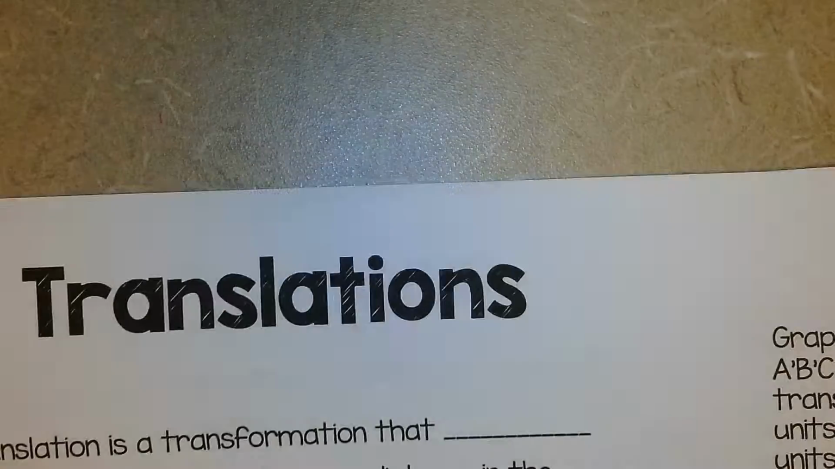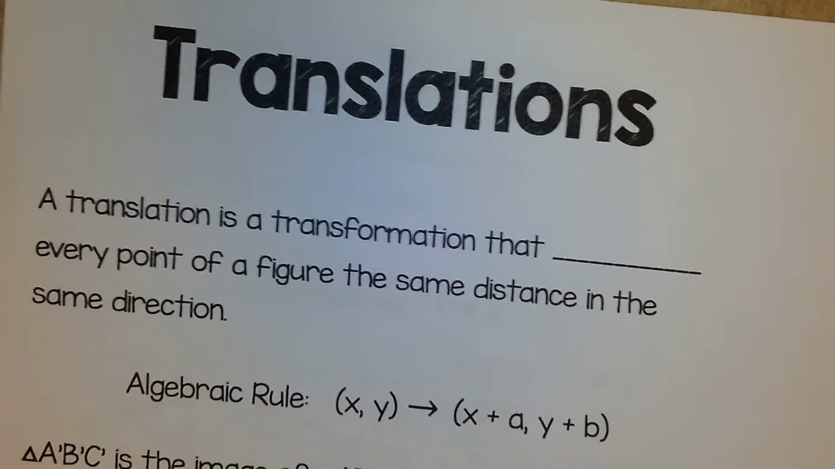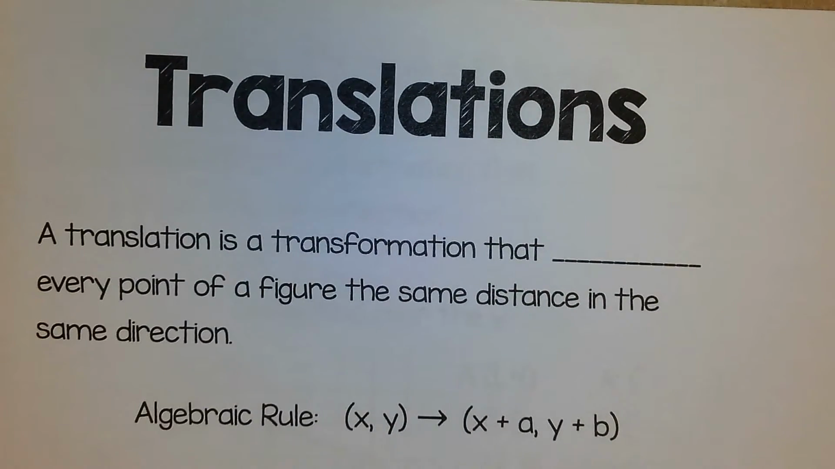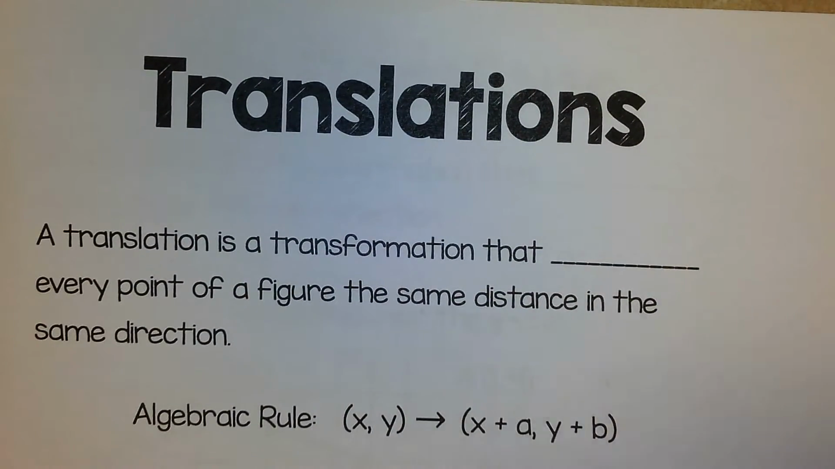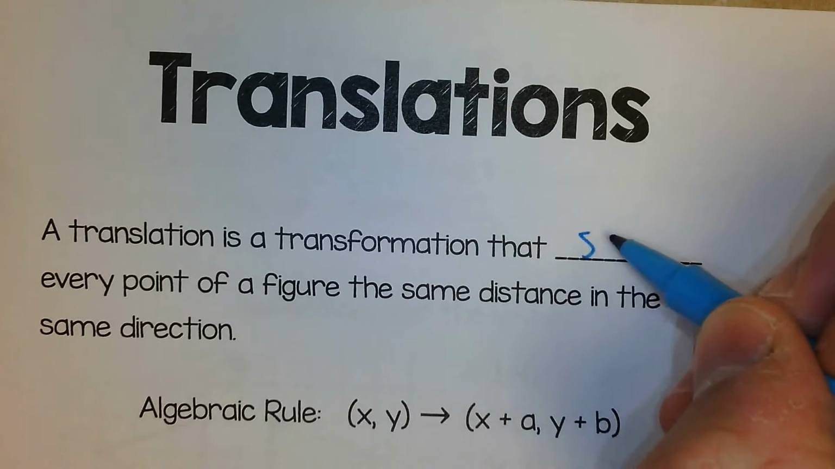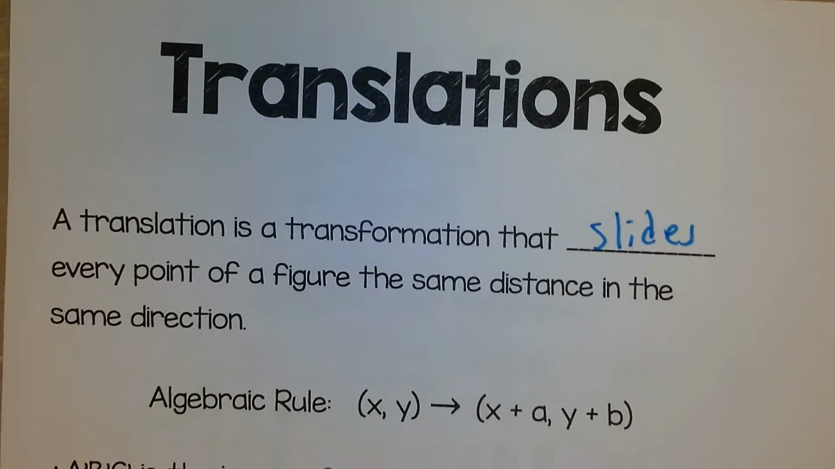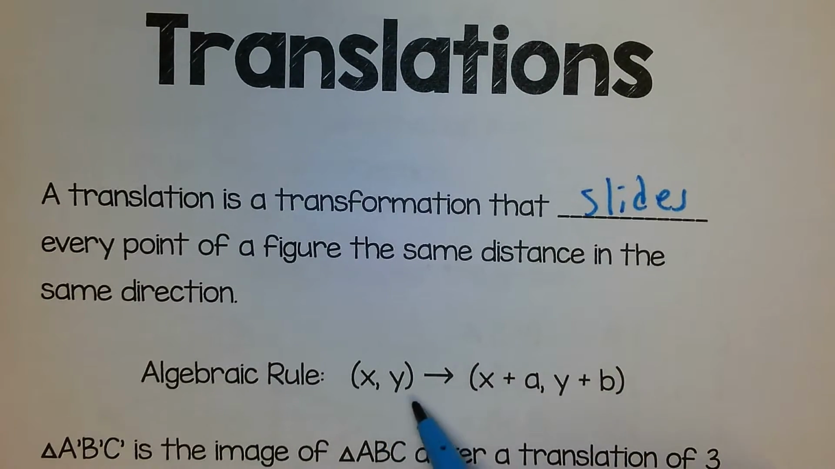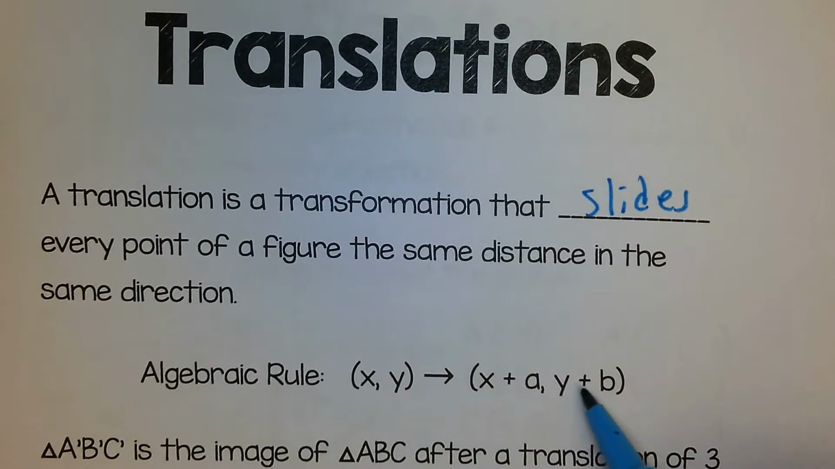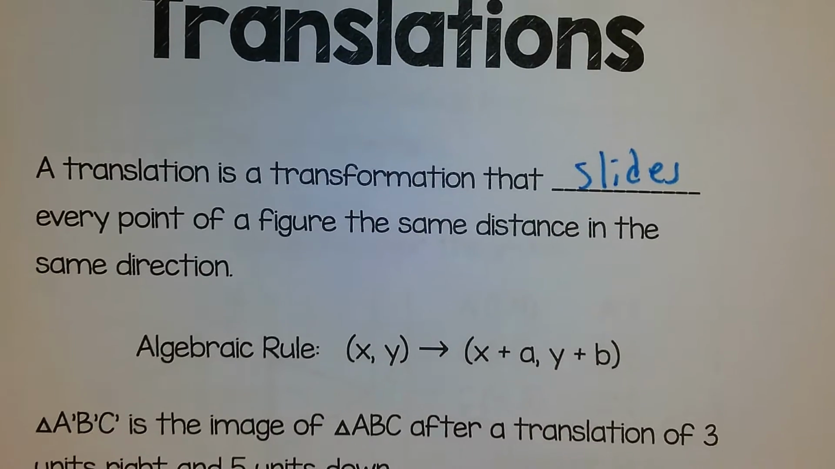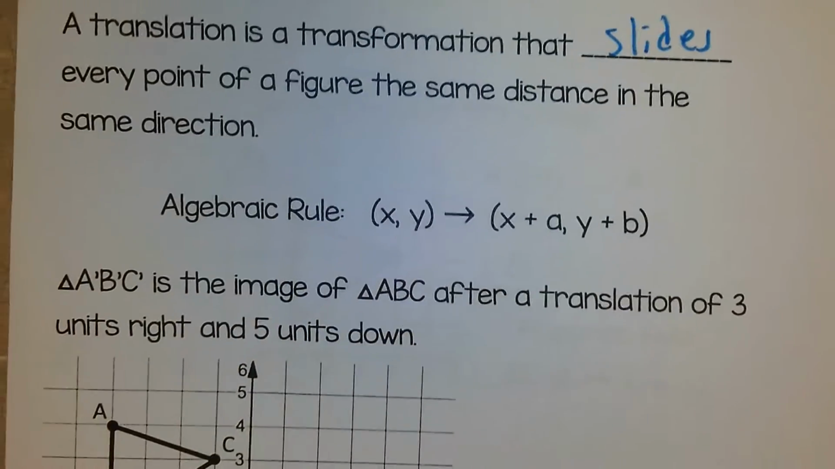Okay, so now we're going to talk about translations. We just did dilation, so let's talk about translations. A translation is a transformation that slides every point of a figure the same distance in the same direction. The algebraic rule would be (x, y) transforms to (x + a, y + b). We'll talk about that more in a minute.